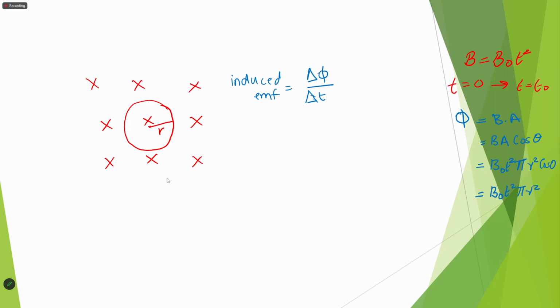Clear? Now here I want to find delta phi, which means phi final minus phi initial, divided by time. Now my second question is, what is the flux final and flux initial from this formula? You know that it is going from t is equal to 0 to t is equal to t naught. So what will be your flux final and flux initial? Just substitute the value of t in the equation, guys.